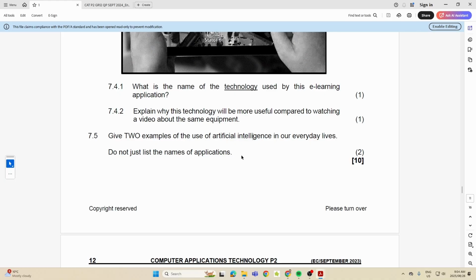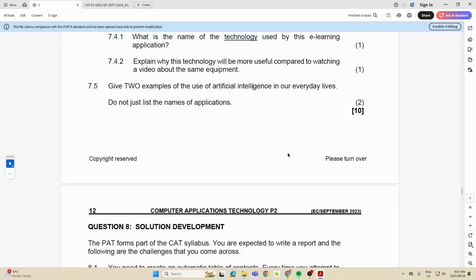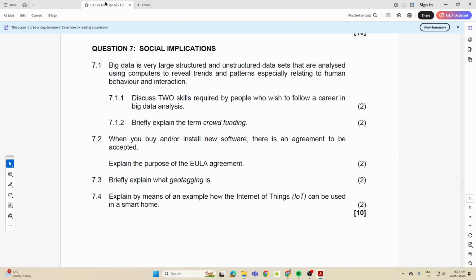We even make use of AI with ChatGPT and these things. So it can help us to find information. It can help us to process information. We've got a lot of things that you can put there. All right, let's have a look at question 7 in 2024.